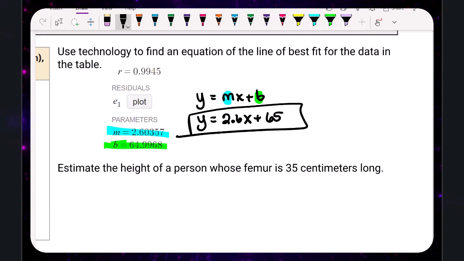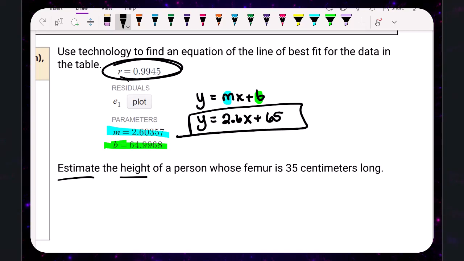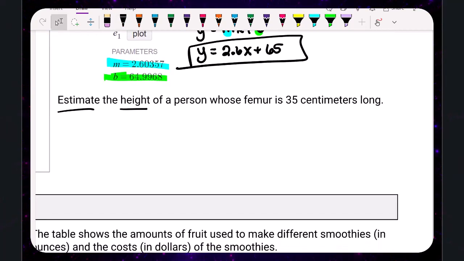Now, the second part says estimate the height of a person. Should I use this model? So this is the question here. My correlation coefficient, if it's really close to 1 or if it's really close to -1, then that means it's going to be a really good model. This one is very close to +1, so it's a good model. That means I can use it to estimate things.